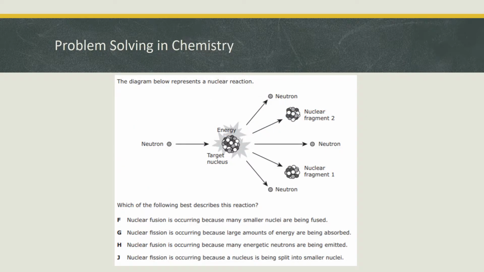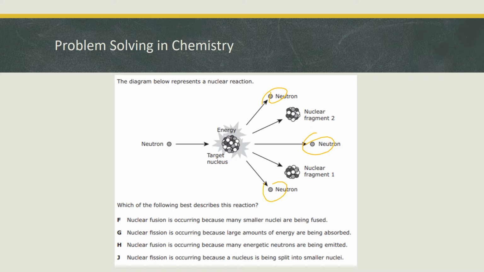Now let's try problem solving in chemistry. The diagram below represents a nuclear reaction. I see a neutron hitting a target nucleus that's breaking apart into 2 smaller nuclear fragments and also giving off 3 small neutrons. 1, 2, 3. Which of the following best describes this reaction? So step number 1 is to identify my problem. It looks like the problem is, what type of reaction is this?